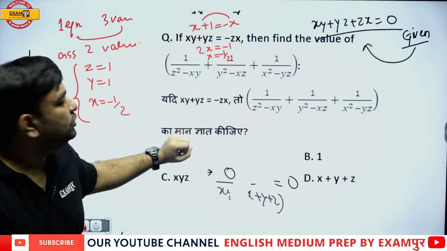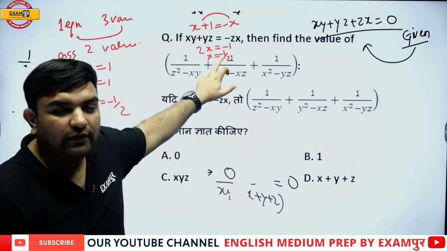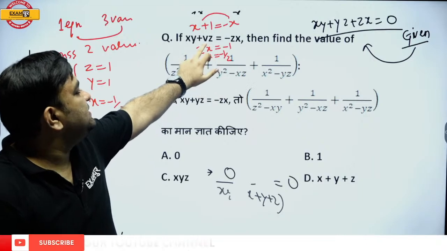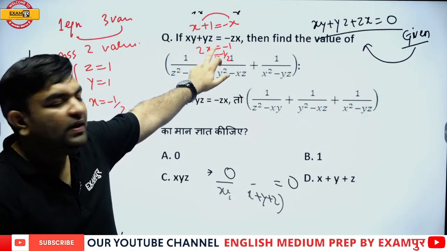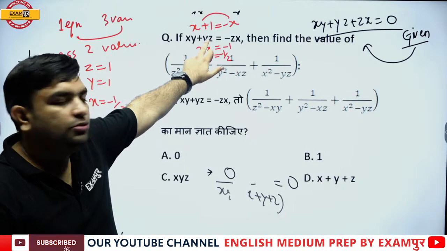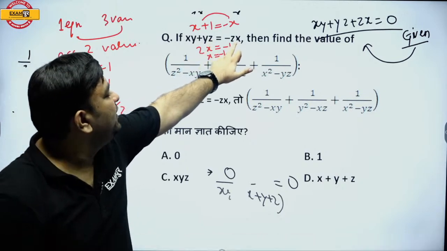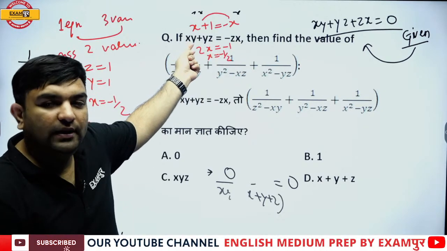Why have we not taken 0? Because if we take any one of them as 0, suppose I take z is equal to 0, then this will become 0, this will become 0, so ultimately one of the terms will also become 0.